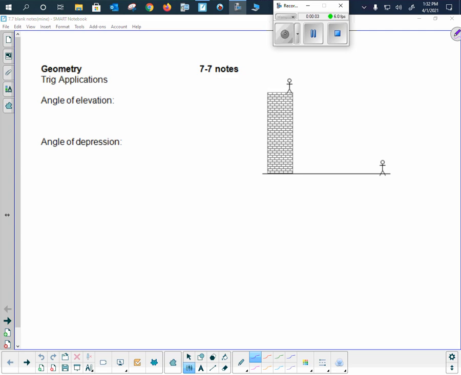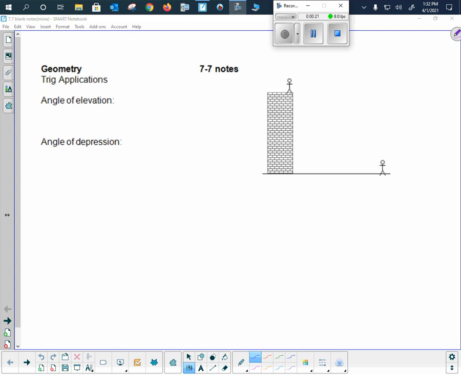All right, in 7-7 notes, let's move on to some trig application problems. Okay, some real world problems. We do need to look at angle of elevation and angle of depression. Okay, two new things probably to you. So let's do our definitions first, and then we'll try to explain it over here in the picture.